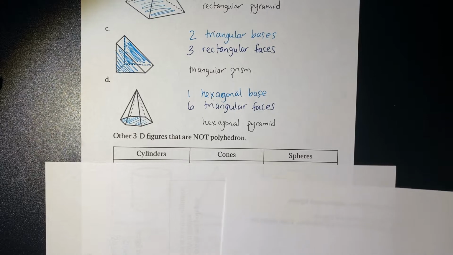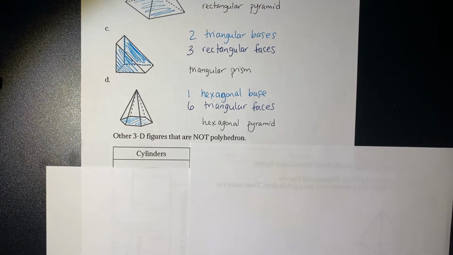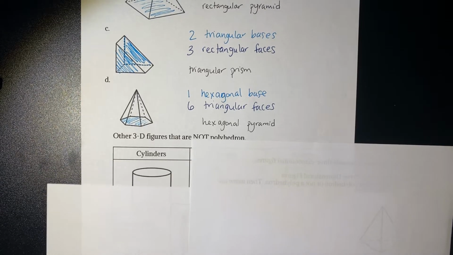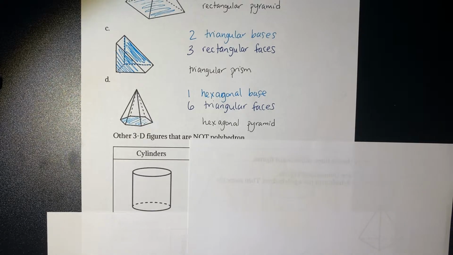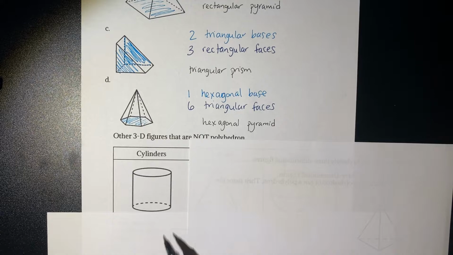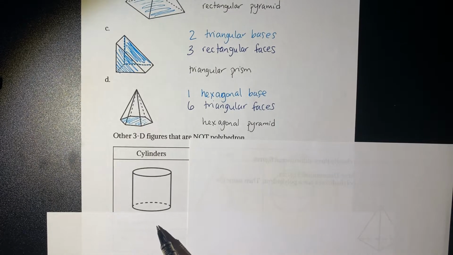Okay, we're going to talk about cylinders first. So this is what a cylinder looks like. Think of things that are like cylinders, maybe a soda can or a soup can, a bean can. Those are different kinds of cylinders.